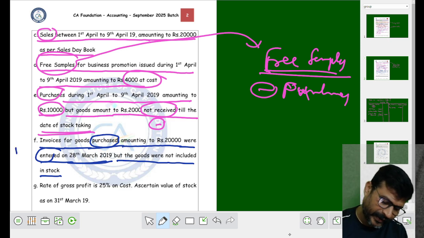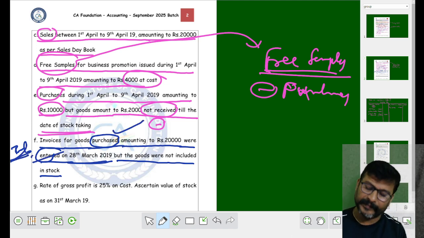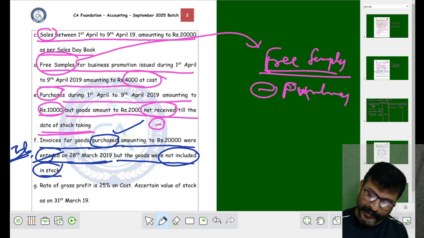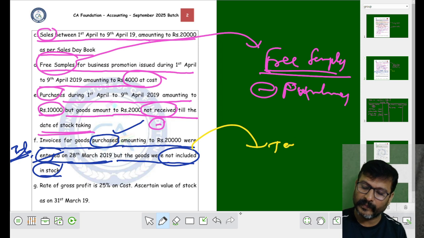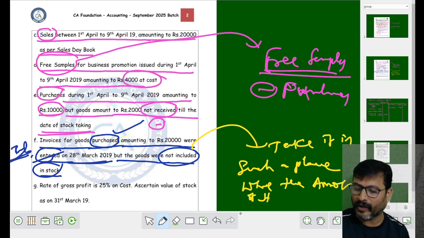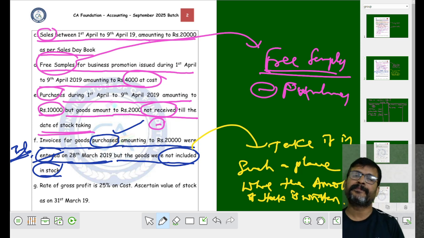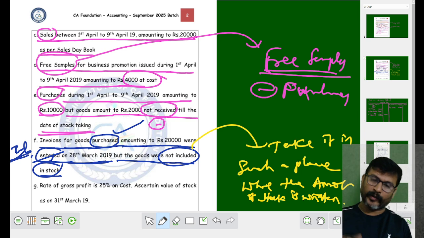Please remember, very, very important. You have purchased, you have entered, but not included in stock. My dear student, when it is not included in stock, I used to tell you, take it in such a place where the amount of stock is written. Please remember a very important point.